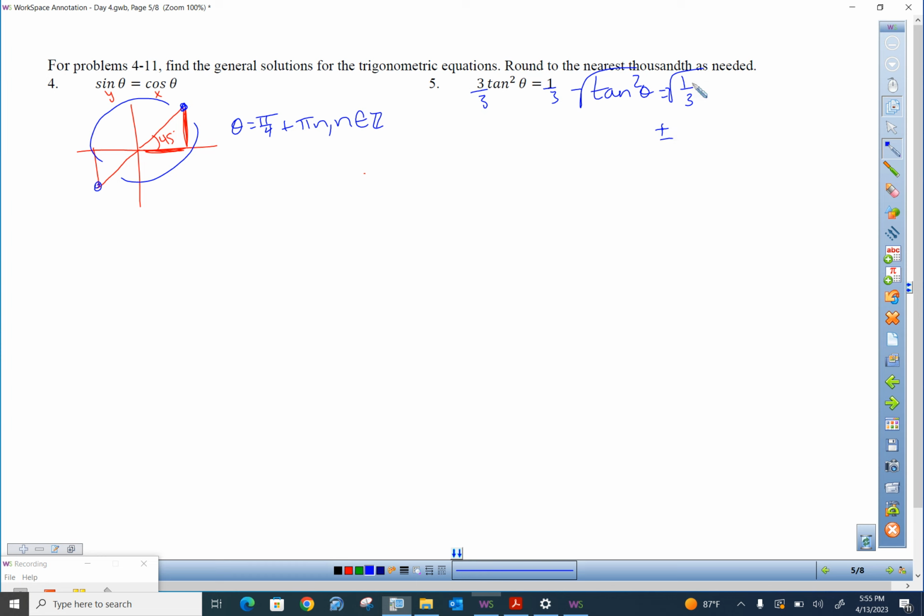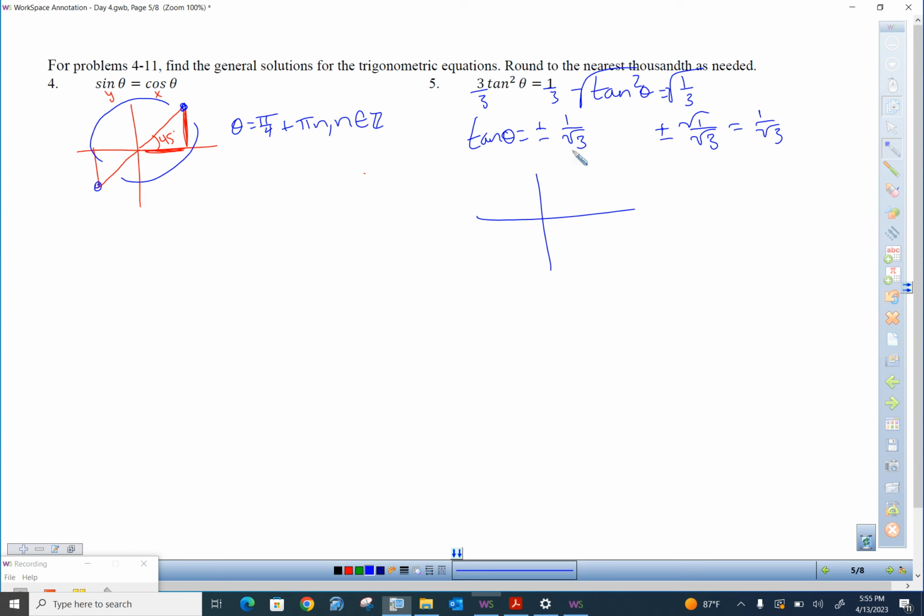And then remember, square root at the top over square root at the bottom for fractions, which gives me the tangent being 1 over the square root of 3. So I'm going to rewrite this. Tangent is plus or minus 1 over the square root of 3. And that's what we're going to visualize. Because it's plus or minus, we have to talk about all of those possibilities.